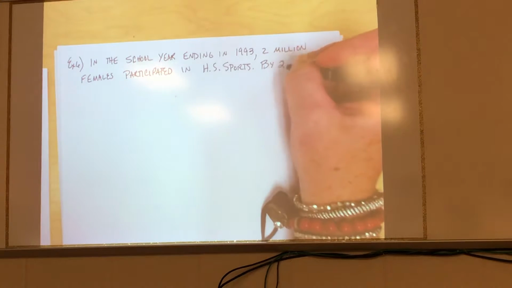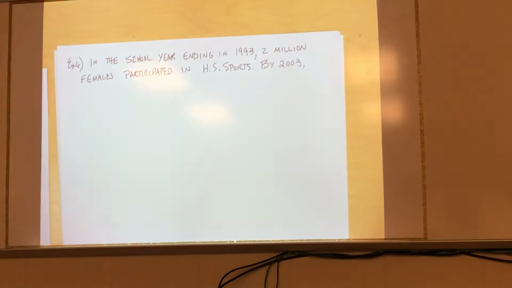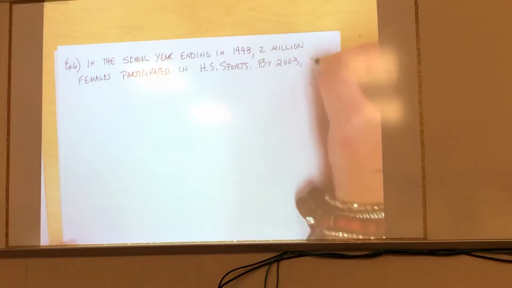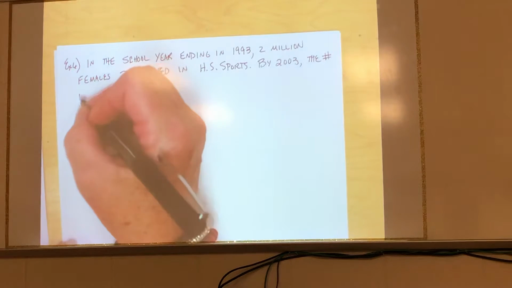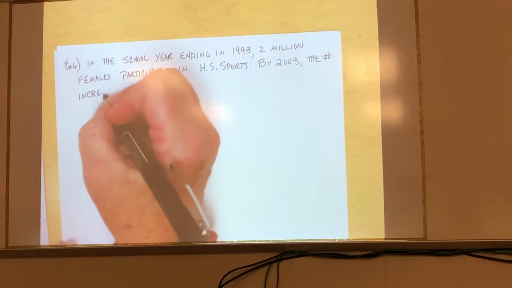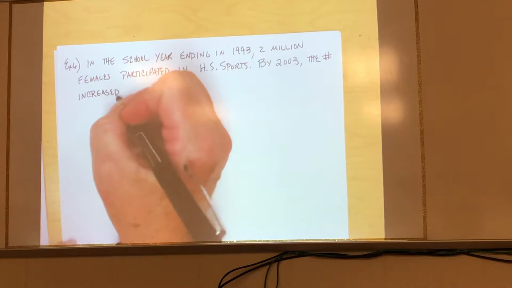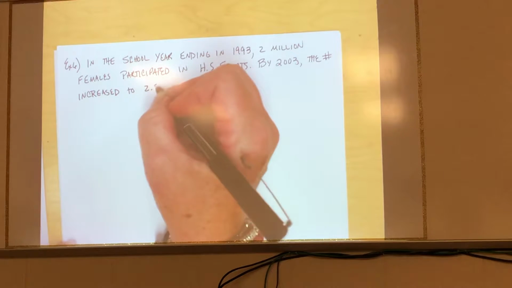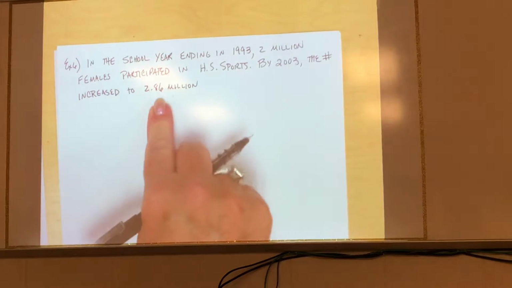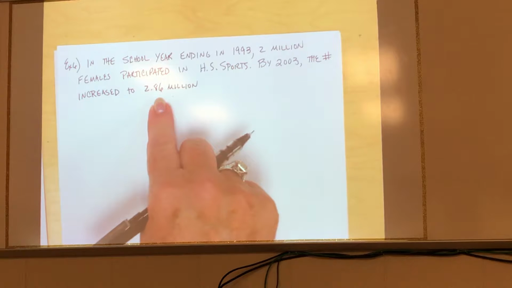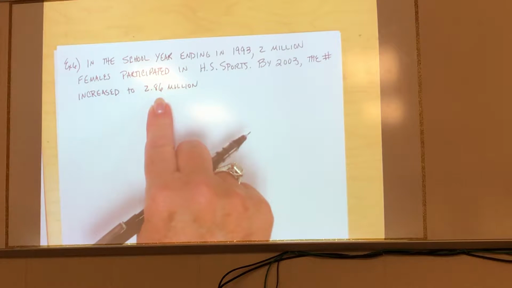By 2003, how many years later? 10. The number increased to 2.86 million. In 10 years, I'm almost at 1.5 times the number of girls. So it increased a lot. Y'all, that's a lot. 2.86 million.